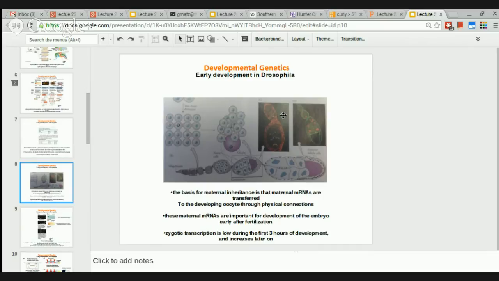So the basis for maternal effect here is that maternal mRNAs are transferred to the developing oocyte through physical connections called canals, and these RNAs are important for the development of the embryo early on. And zygotic transcription actually, so that is the genes of the embryo itself, become important somewhere around 3 to 4 hours after fertilization. So transcription starts kind of later on, after the blastoderm stage, and that's when the genes of the embryo itself take over and become important.